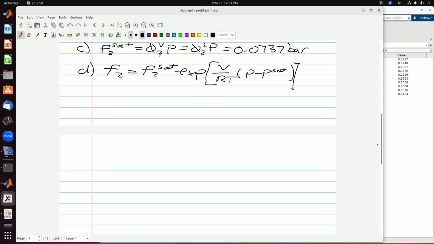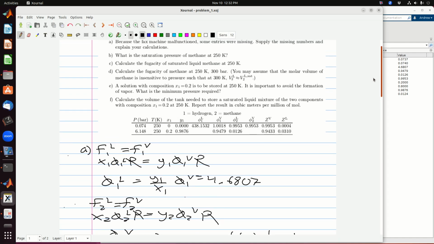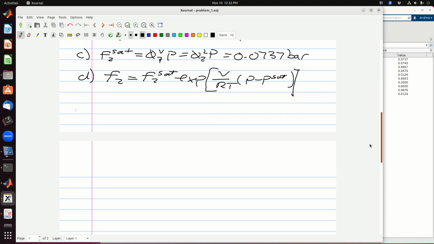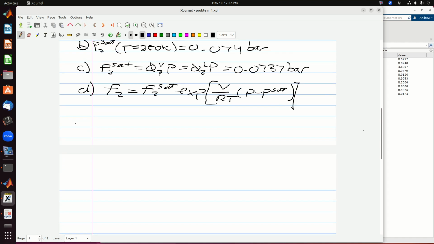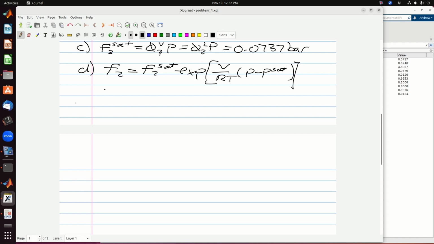That's great, but in the problem I have Z, so let's get that in terms of Z. How am I going to get it in terms of Z? Well, my equation of state for a real fluid is PV equals ZRT. So V over RT is going to be equal to Z over P. Now the question is, what P do I use?